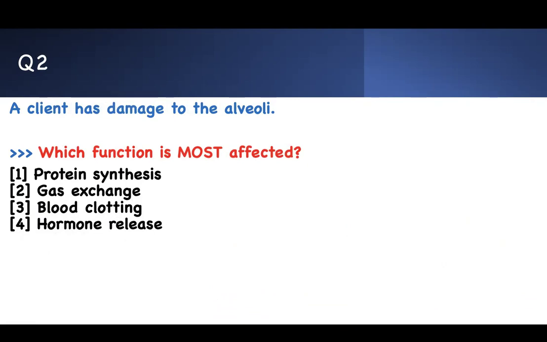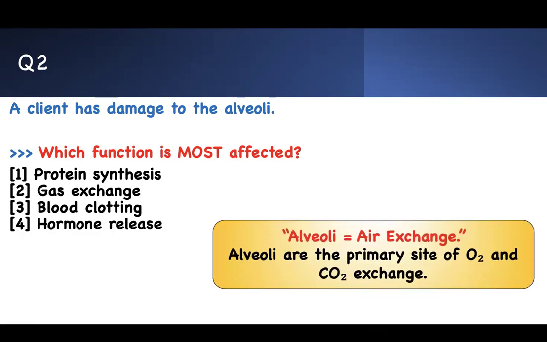Which function is most affected? Protein synthesis, gas exchange, blood clotting, hormone released. Buzzword. The key word in the question is alveoli. Where is the alveoli located? In your lung. What is usually happening in your lung? Gas exchange. It can be protein synthesis. It's not part of the DNA synthesis. Blood clotting. It's not part of the blood. Hormone release. It does not do that. Therefore, the main thing is what? Gas exchange. What should you know? Alveoli is air exchange. Alveoli, air exchange. Alveoli are the primary site of oxygen and CO2 exchange.